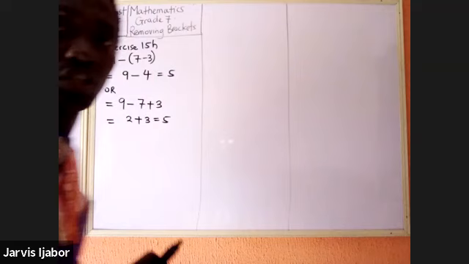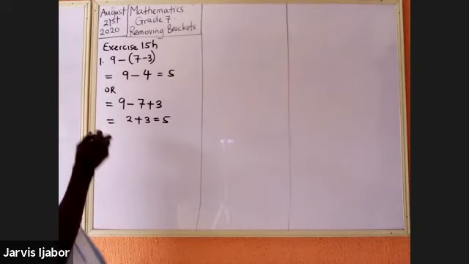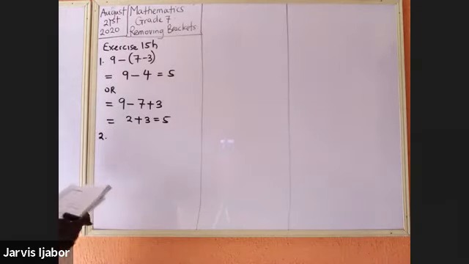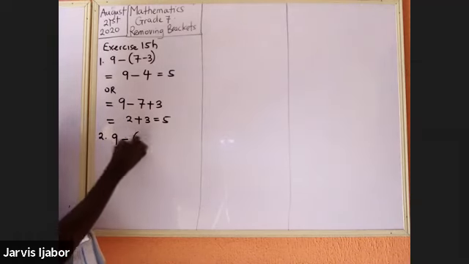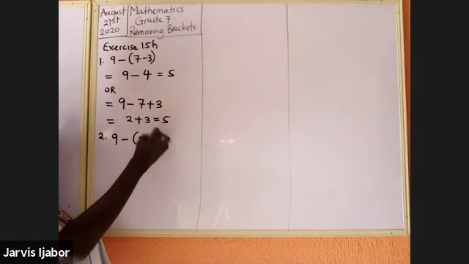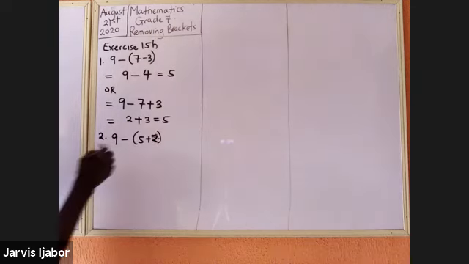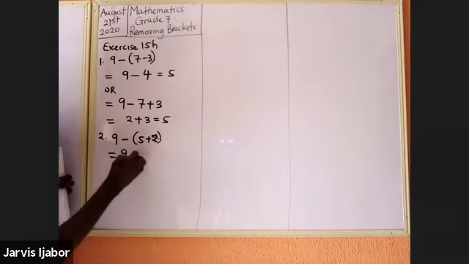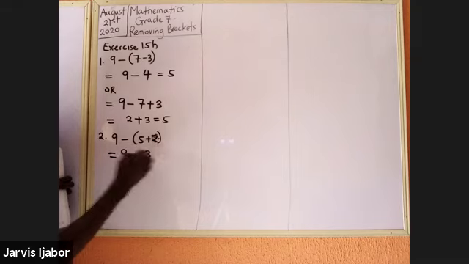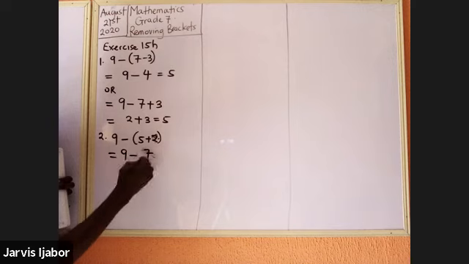We'll continue. We'll go to question 2. In question 2, we have 9 minus, in brackets, 5 plus 2. How do you solve this? By method 1, you take care of the bracket first. That'll give you 7. And your final answer becomes what?